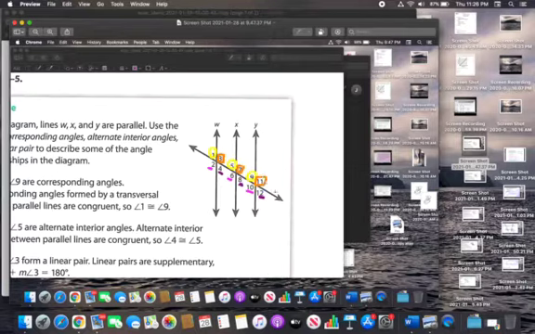So you could have named 3 and 7, or 7 and 11, or 3 and 11. On the other side of this transversal, you have another set of corresponding angles, 2, 6, and 10. So any 2 of those 3 you could have said are corresponding. Then you also have 4, 8, and 12 that are corresponding.